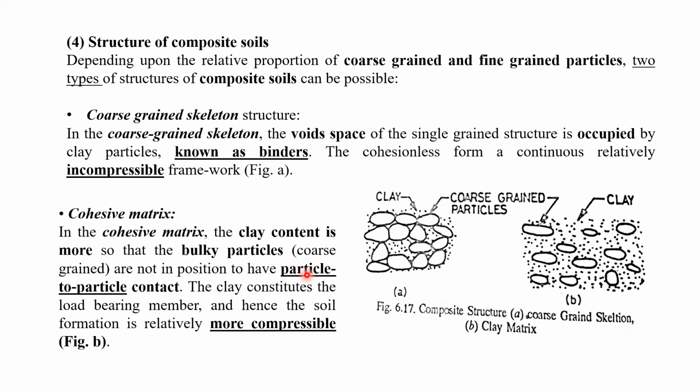That is written here. In the cohesive matrix, the clay content is more, so the bulky particles or coarse grains are not in a position to have particle-to-particle contact. The clay constitutes the load-bearing member, and hence the soil formation is relatively more compressible. In this case, it is more compressible because it will be scattered if load is applied. But here, the bigger particles are in contact and the voids are filled by smaller particles, so it will take more load. So this is all about today's topic. Thank you very much.